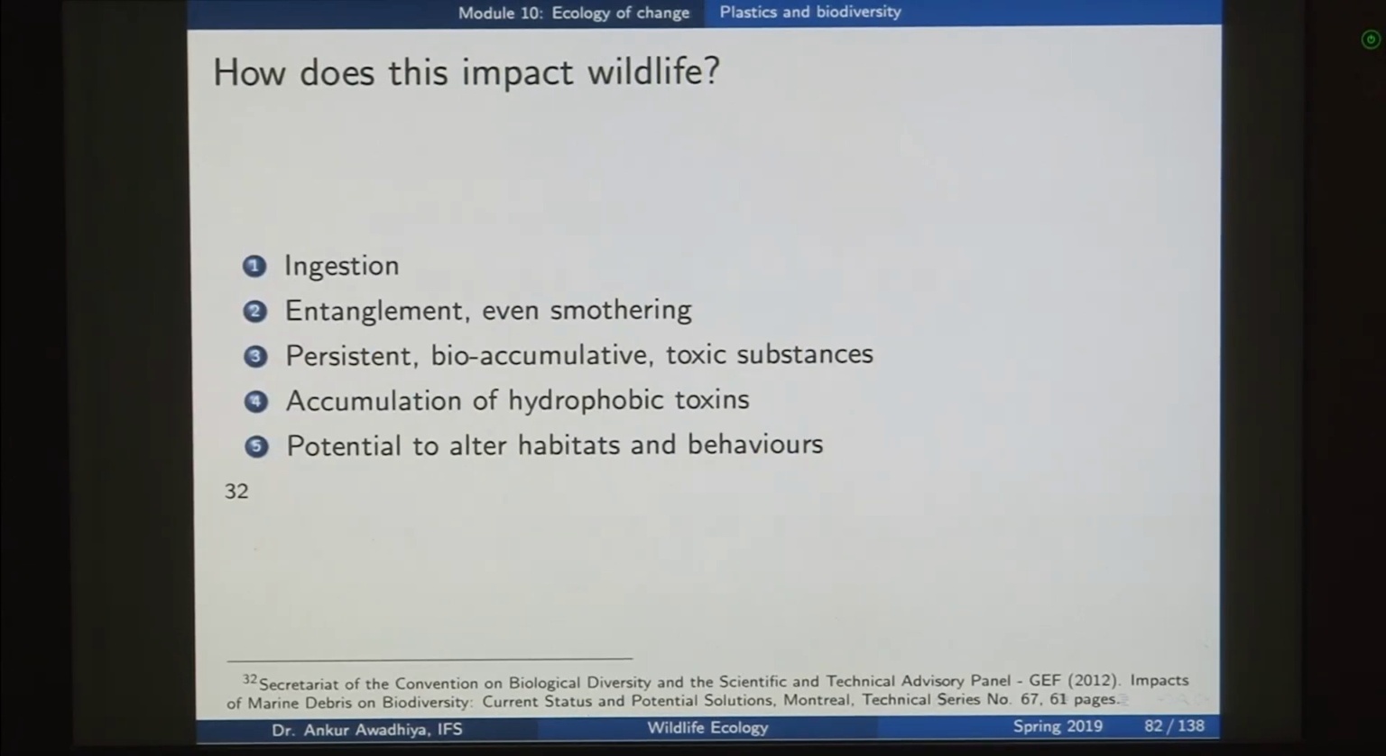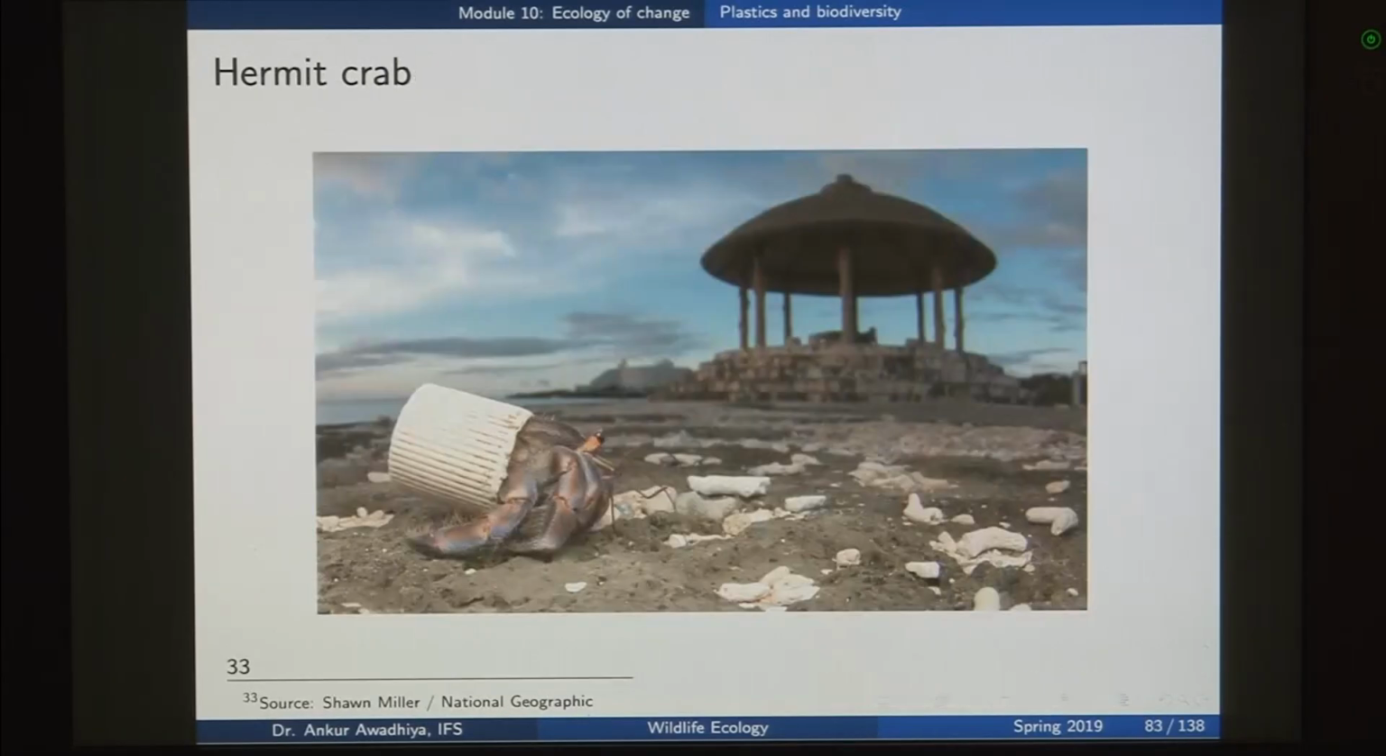Another way in which plastics are harming the ecosystems is by their potential to alter the habitats and behaviors of organisms. So, we looked at this example of hermit crab. Now, if you have a hermit crab which is using a bottle cap as its shell, this is not a normal behavior of a hermit crab. So, you are changing the behaviors of organisms, and then when there is one organism that is changing its behavior, it might also have a cascading effect up and down in the food chain.